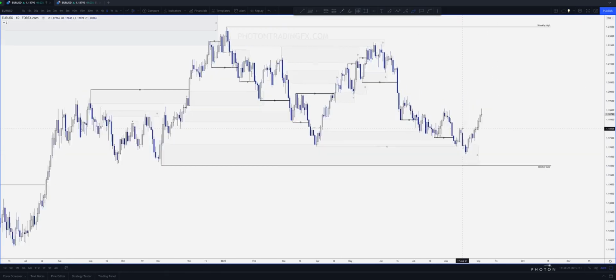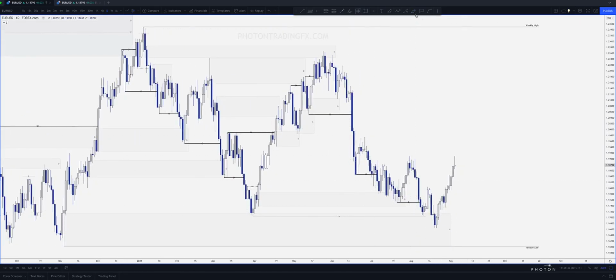So hopefully you can start to see now how we can combine those concepts and that understanding of why liquidity gets swept and then why it can lead to the fuel for the big moves.